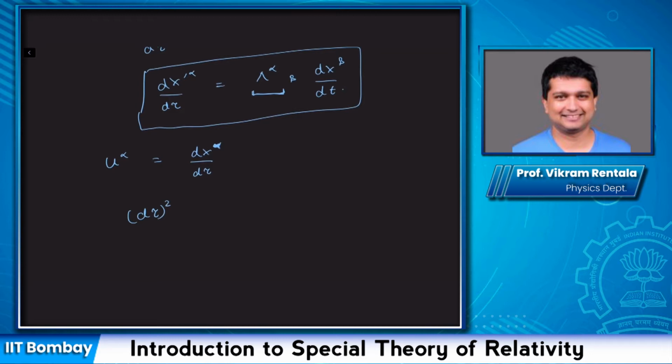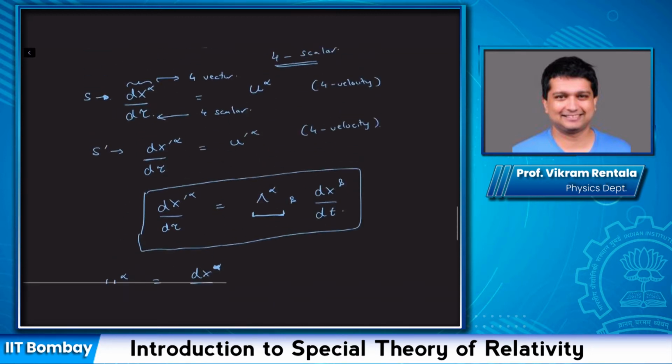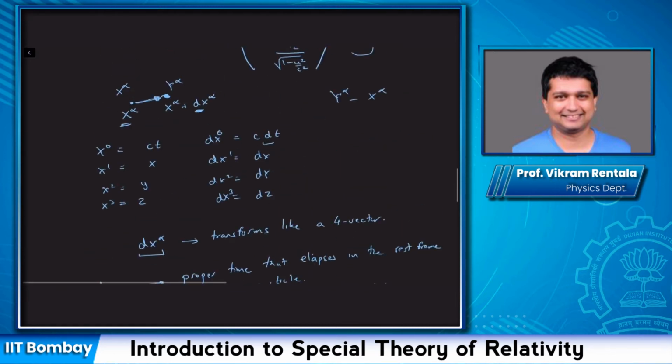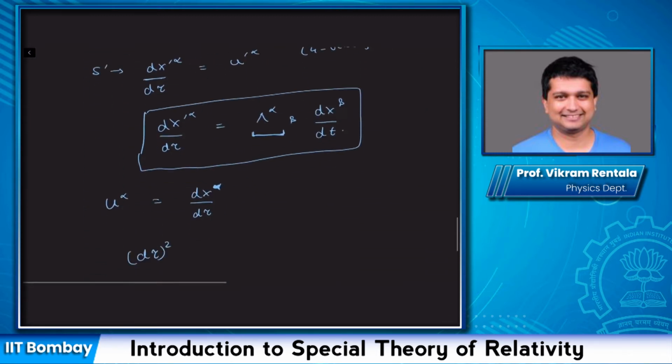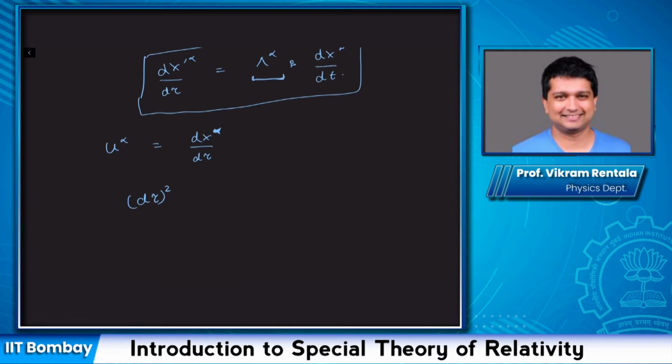Okay, so let's work out what this 4-vector is. It's dx^α/dτ, and dτ² is the space-time interval that elapses on a clock which is at rest with this particle, as measured in any reference frame.